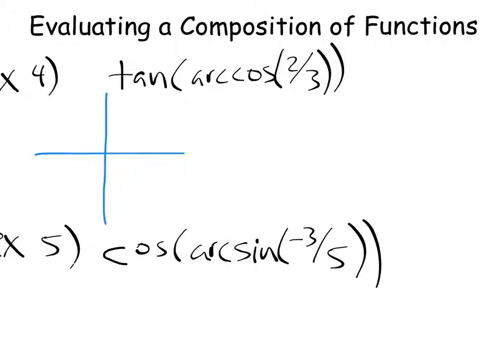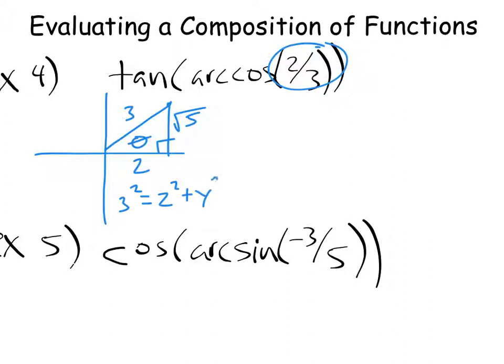We have inverse cosine on the inside, which tells me this angle is either in quadrant number 1 or in 2. It's positive, so I know it's in 1. So I start to mark my angle. I know the adjacent side is 2, the hypotenuse is 3. A little Pythagorean theorem tells me the y value that was missing, right?